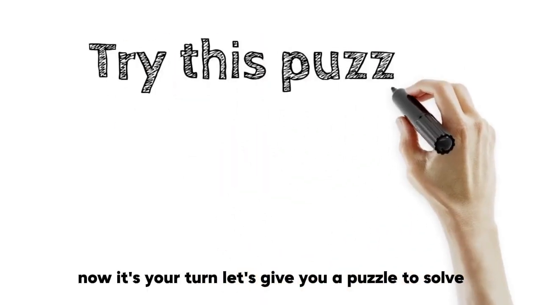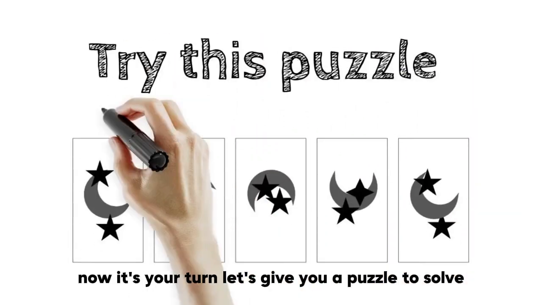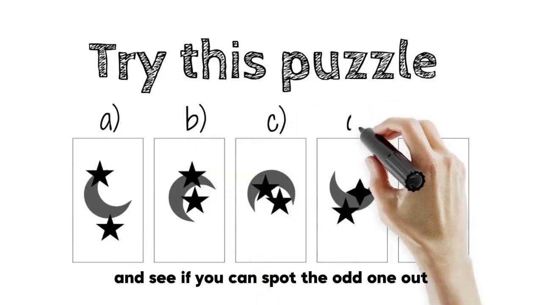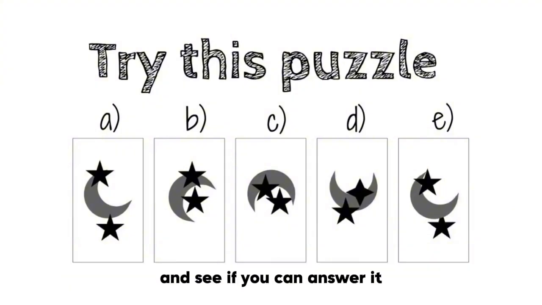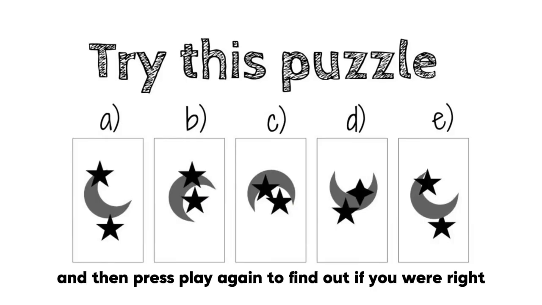Now it's your turn. Let's give you a puzzle to solve and see if you can spot the odd one out. Press pause on this puzzle for about 30 to 60 seconds and see if you can answer it. Choose the option you think is correct and then press play again to find out if you were right.